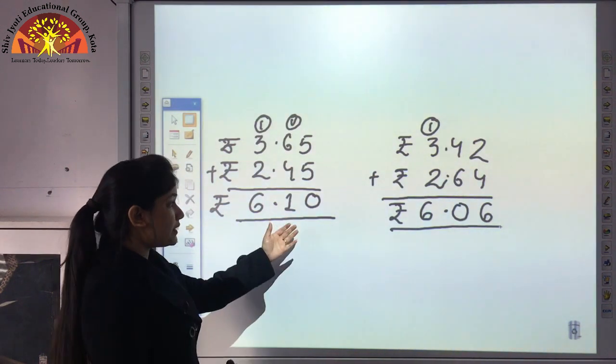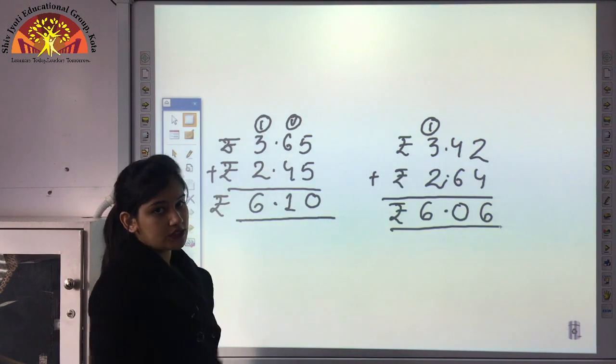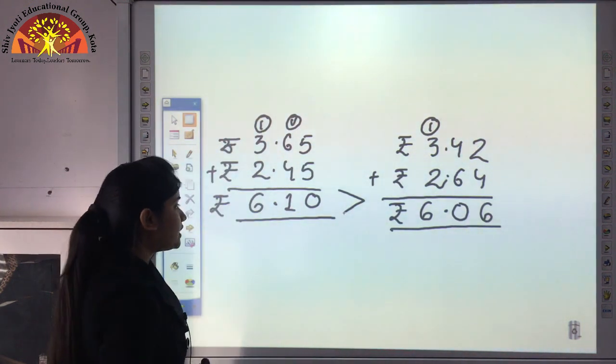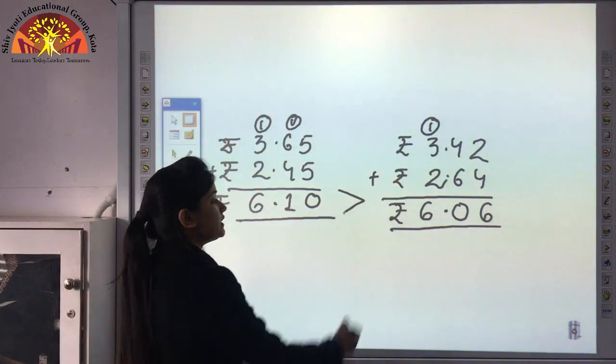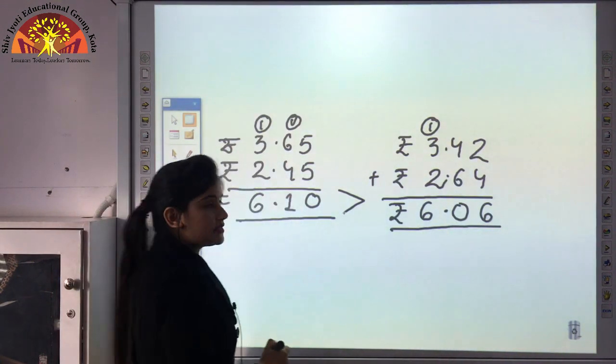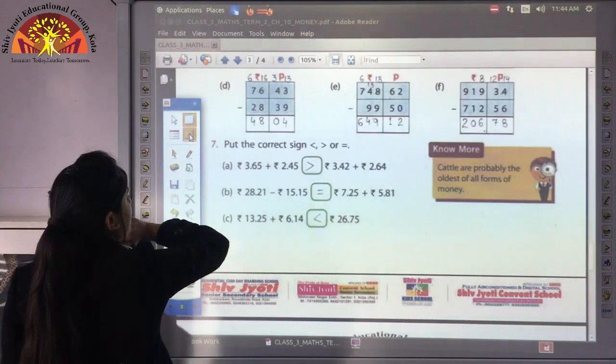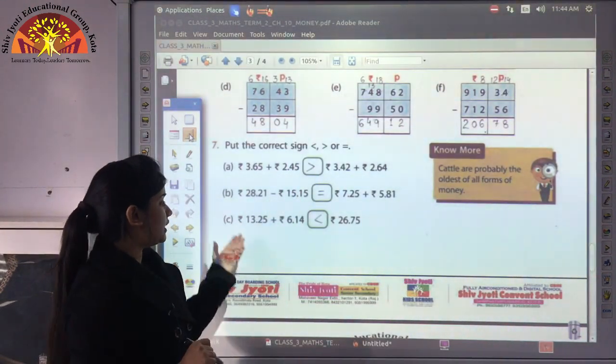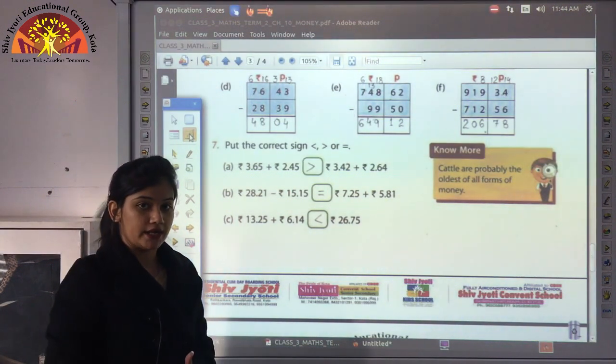So students, 10 paise is greater than 6 paise. So what is the correct answer? Rupees 6.10 is greater than rupees 6.06. Is it clear? So now we have to put a sign like this only, and in this way we can do B and C part also, and we can compare the numbers.